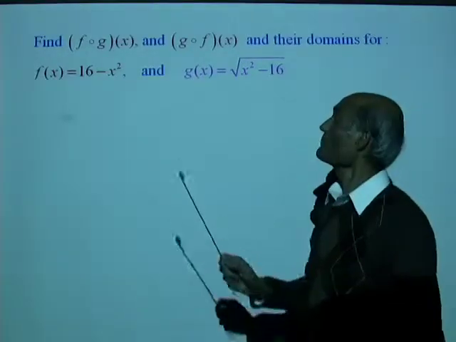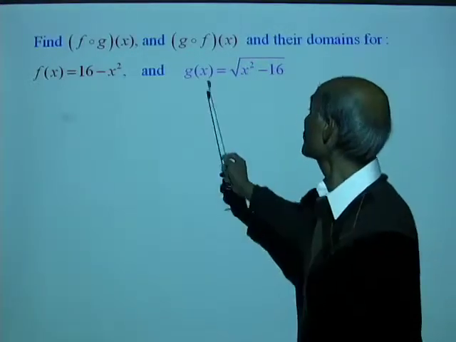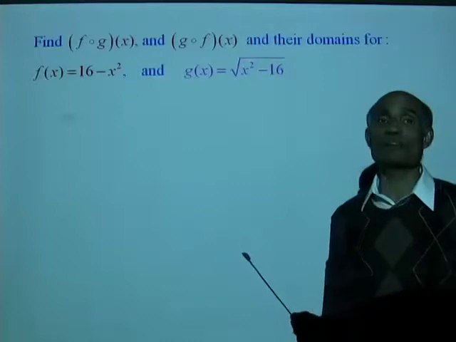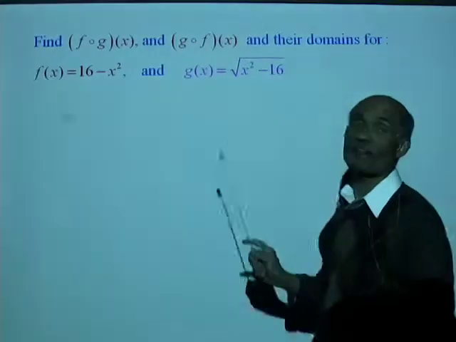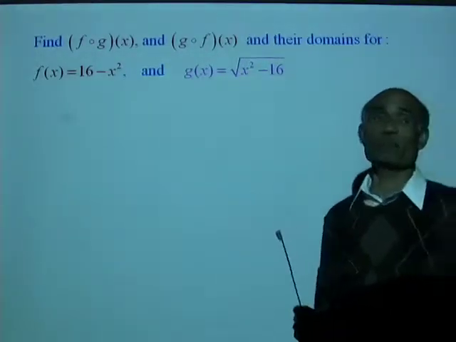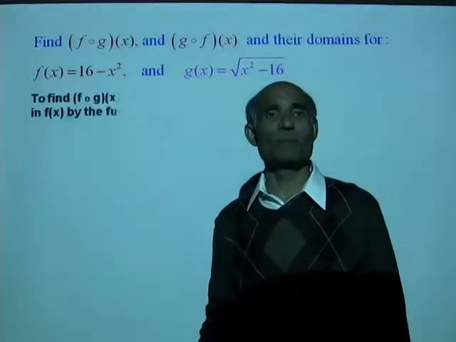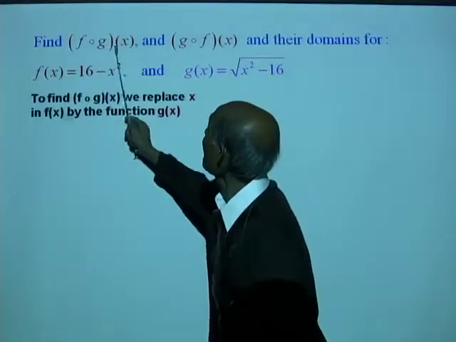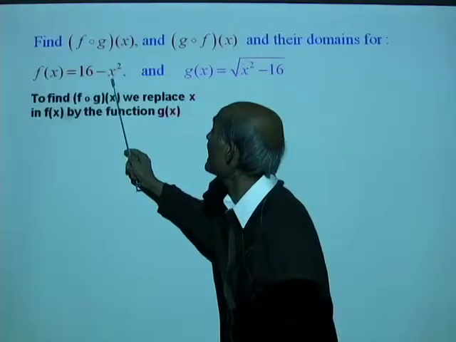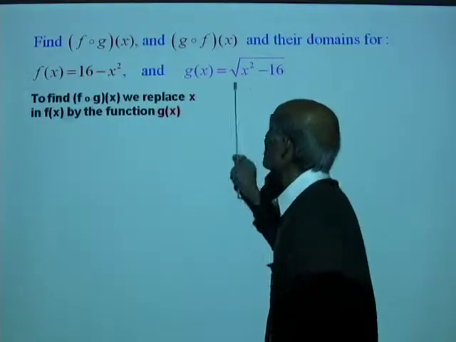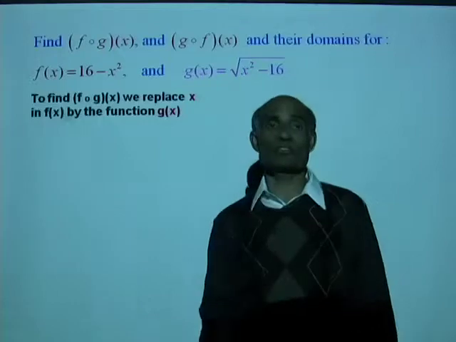Well, another one. f of x equal to 16 minus x squared, g of x equal to square root of x squared minus 16. Find f of g of x, g of f of x, and their domain. Alright, I'm sure if I leave it, you will be able to do that. Now, to find f of g of x, in f of x, we replace this x by g of x. In other words, x will be replaced by square root of x squared minus 16.